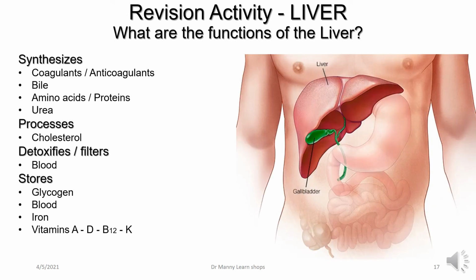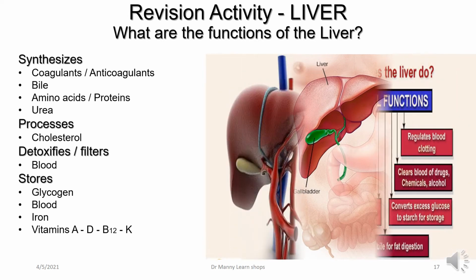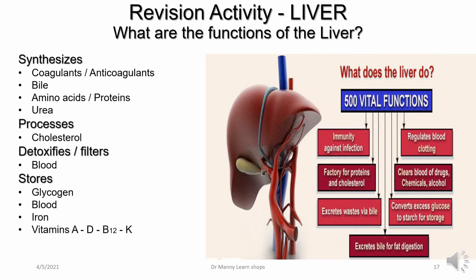The liver, as we indicated earlier, is typically located in the right upper quadrant of the 4 quadrants of the abdomen. As I said, it's got a lot more functions. I've just mentioned a few. If you're interested, you look them up.